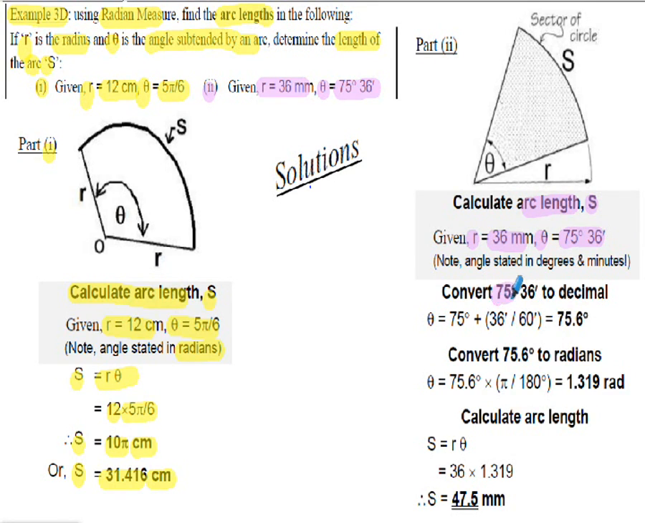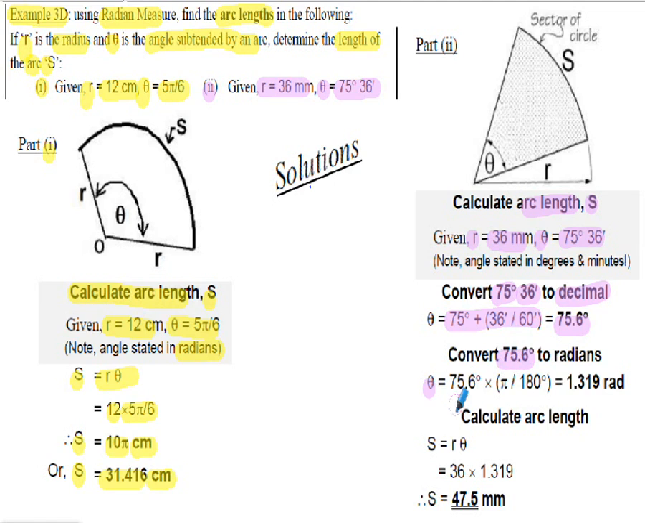Type in 75, press the DMS button. Type in 36, press the DMS button and press equals. That will give us the value of decimal degrees, 75.6 degrees. The actual conversion is shown here, but you don't need to actually do that. Just use your calculator DMS button. So once we've got the angle as 75.6 degrees, we can then convert that into radians.